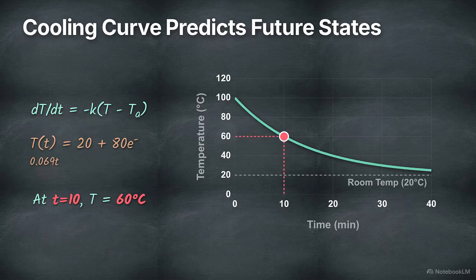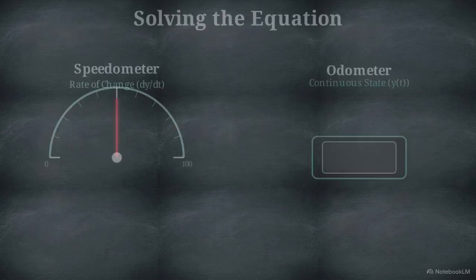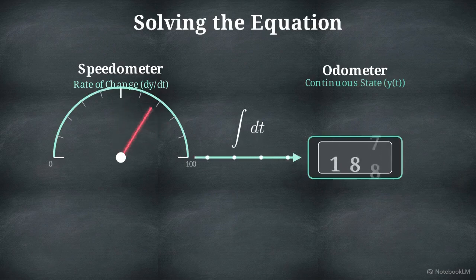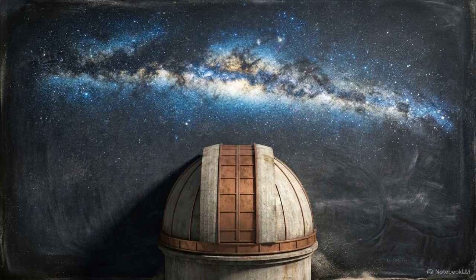By following the line, we can see exactly how much the coffee will have cooled at any point on the timeline. Solving the equation essentially means using speedometer data to mathematically reconstruct the entire odometer journey. This method of tracking change is the key to unlocking almost every process in the universe.